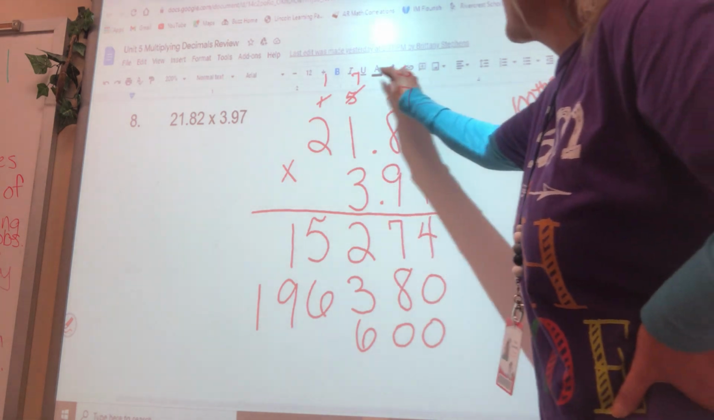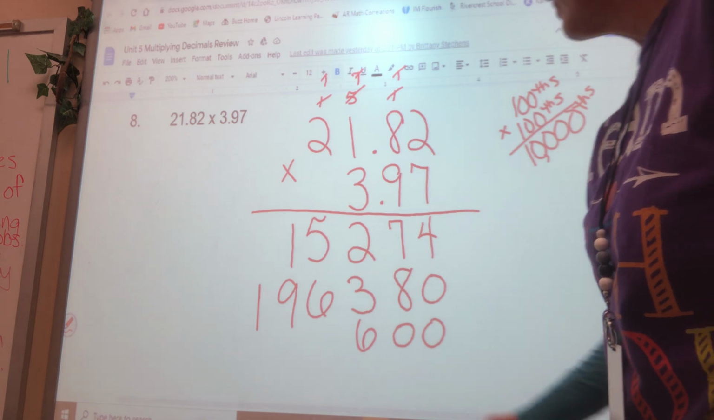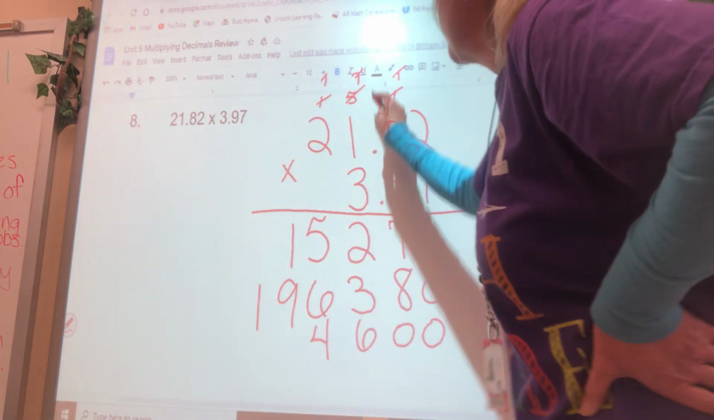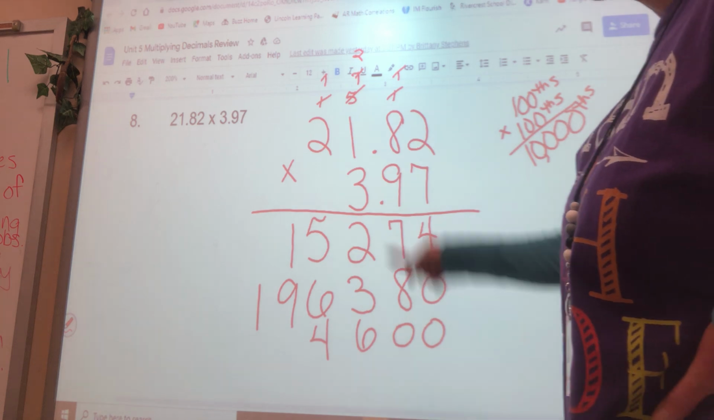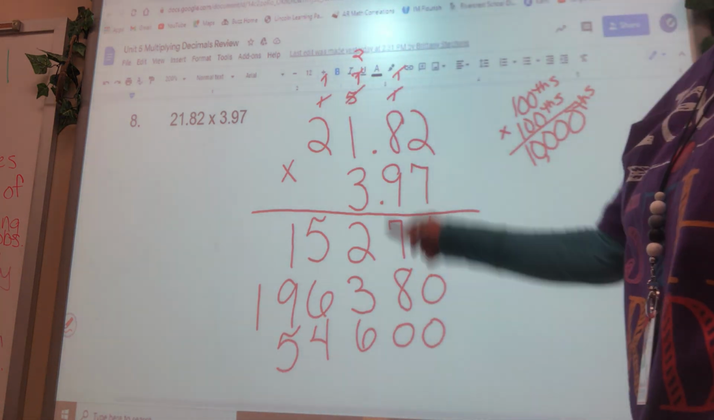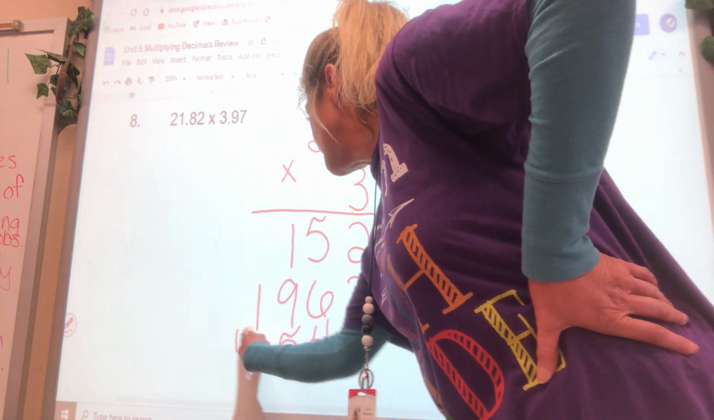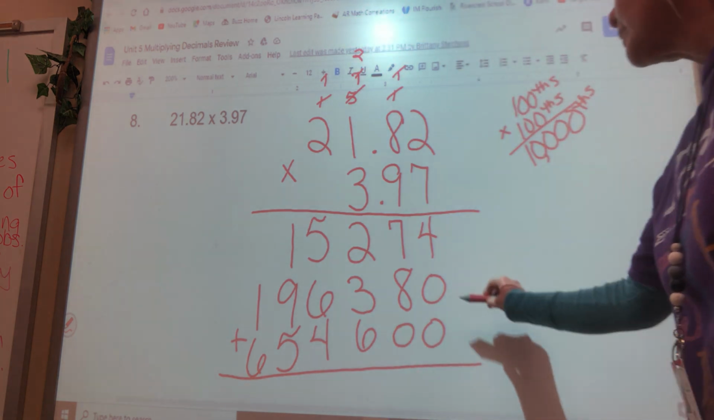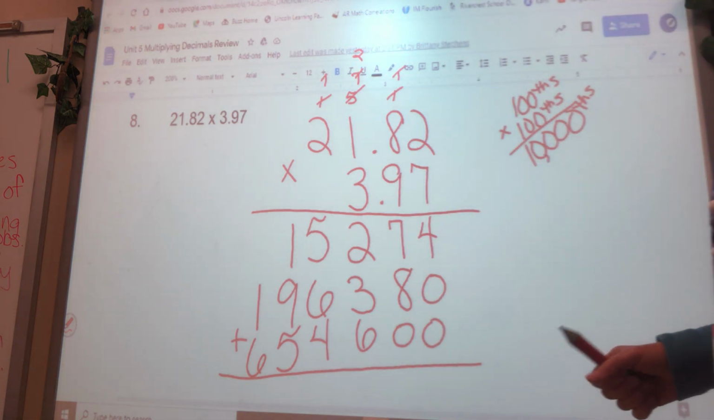3 times, let me go ahead and mark these out. We've already used those. 3 times 8 is 24. Carry the 2. 3 times 1 is 3, plus the 2 that we carried is 5. And 3 times 2 is 6. Now, we've got all of our 3 rows because we've multiplied by all 3 digits. So now we add together.